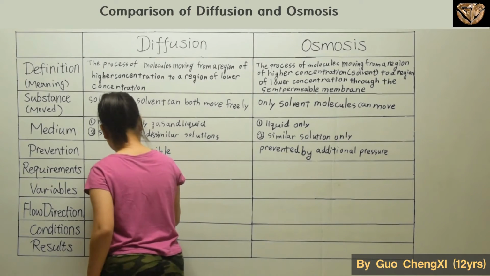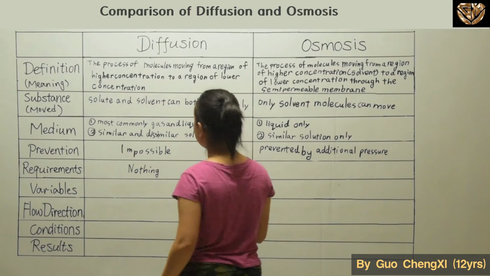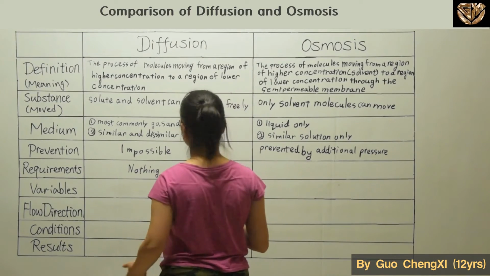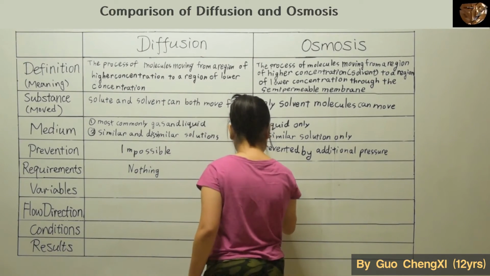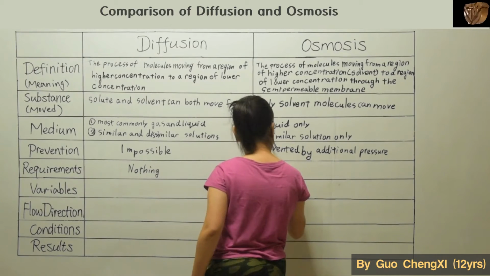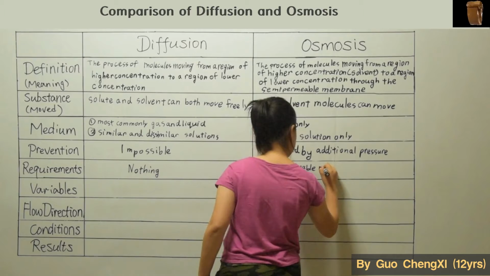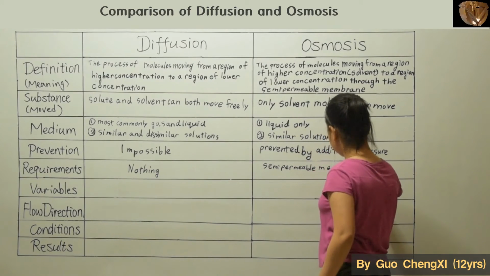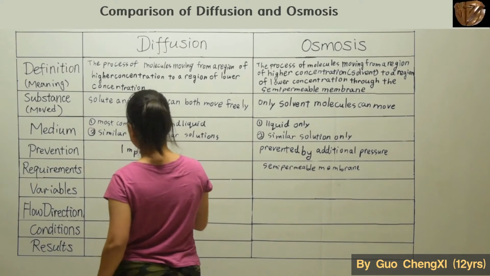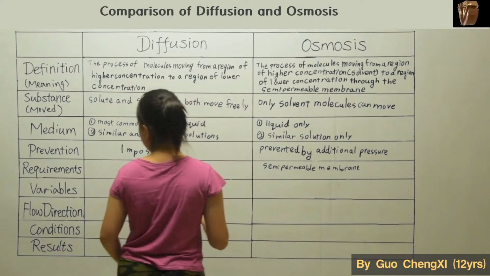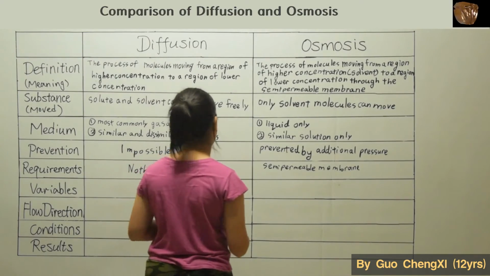For diffusion, they can mix together, okay? So for the requirements of diffusion, you don't need to have something extra, but for osmosis there must be a semi-permeable wall, membrane I mean. So there must be a semi-permeable membrane. For diffusion it can happen anywhere, anytime, so yeah. While for osmosis, there must be a semi-permeable membrane that the molecules pass through, okay?